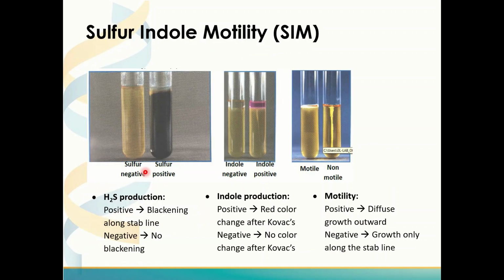The sulfur indole motility test is used to determine the ability of a microorganism to do several things: reduce sulfur, produce indole, and swim through the agar, or be motile. As you can see in the picture, blackening of the medium along the stab line indicates a sulfur positive result, whereas in the indole production test, a positive result is indicated by a change of color on the surface after the addition of Kovacs reagent. For the motility test, a positive result is indicated by diffuse growth inside the medium. If the growth is only observed along the stab line, we can conclude that the organism is non-motile.